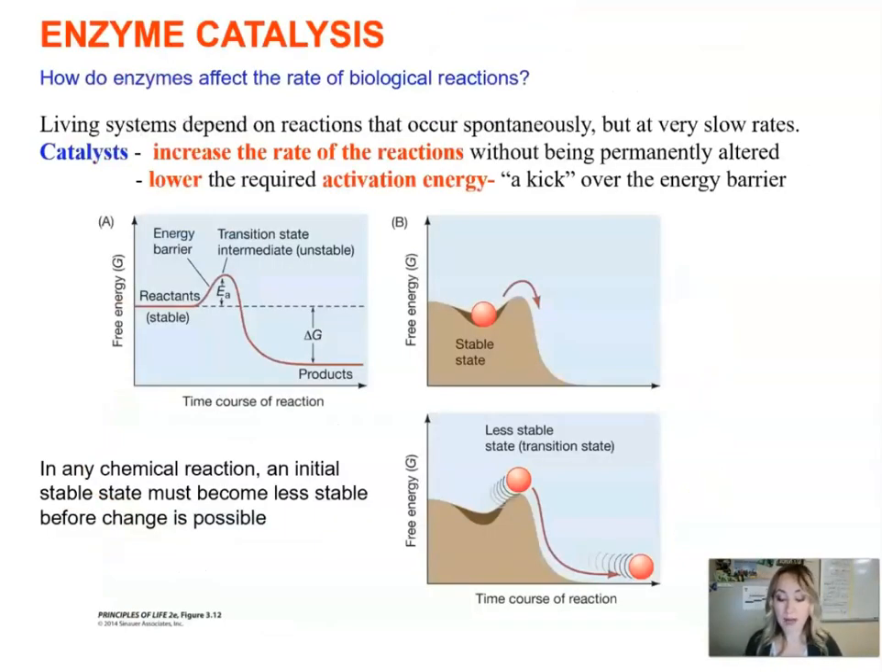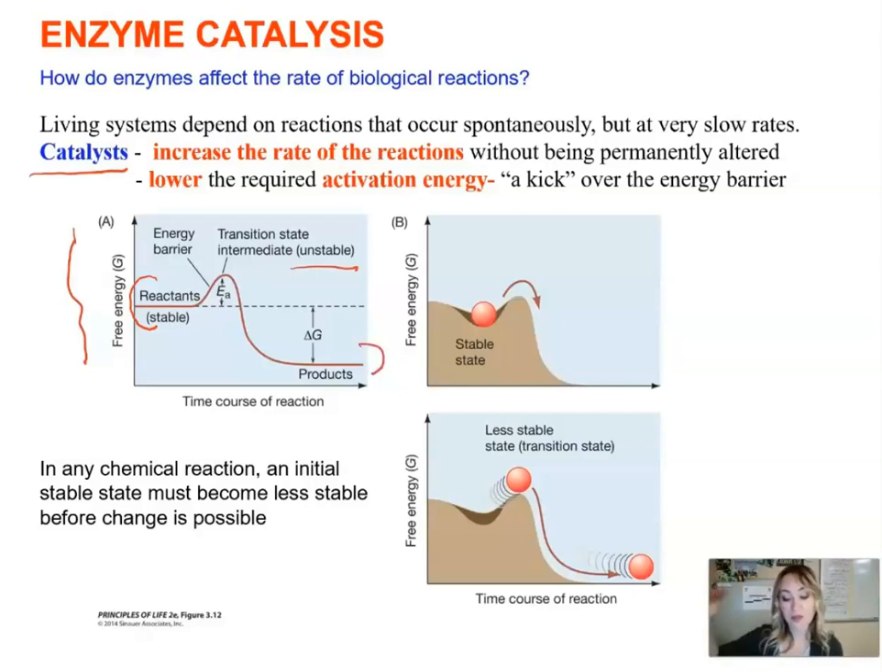So now we're going to talk about how enzymes catalyze the reactions. How do they affect the rate of reactions? We know that they are going to increase the rate of reaction because they are catalysts, and they do so by lowering the required activation energy. If we look at this graph here, on the y-axis, we have free energy. Remember we talked about the Gibbs free energy. These are my reactants before the reaction. They are sitting at a stable state. The reactants must be pushed to the transitional state, which will be unstable. And then the reaction proceeds, and the outcome would be our products.